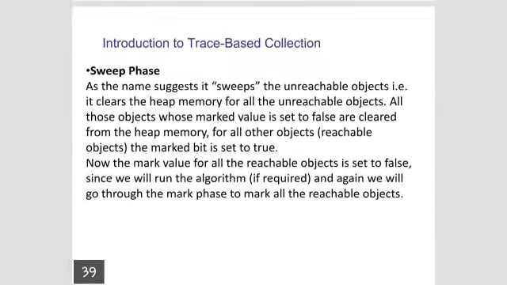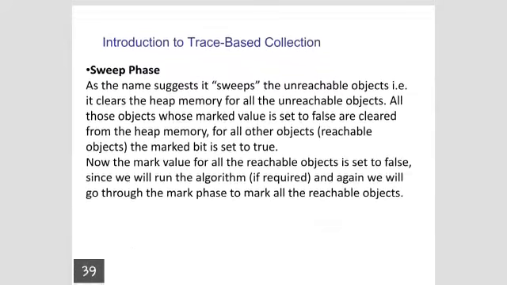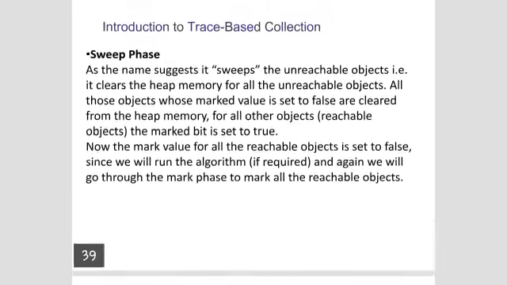Now the sweep phase. As the name suggests, it sweeps the unreachable objects, that is, it clears the heap memory for all the unreachable objects. All those objects whose mark value is set to false are cleared from the heap memory. For all other objects, the mark bit is set to true. Now the mark value for all the reachable objects is set to false, since we will run the algorithm again and again, and we will go through the mark phase to mark all the reachable objects. So these are the things related to the mark and sweep phases.